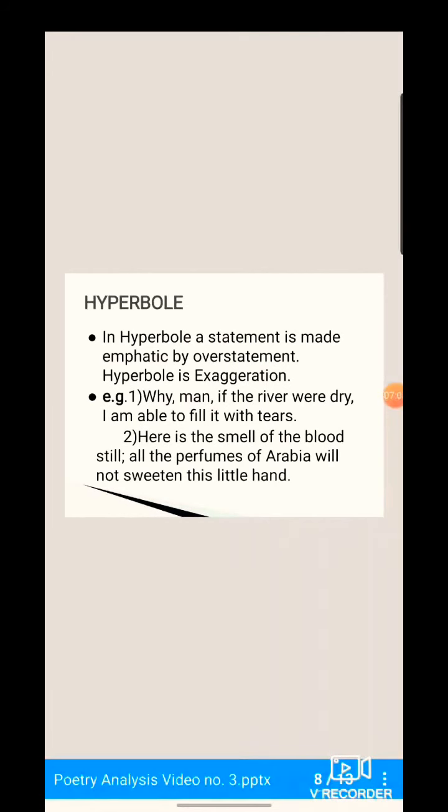Another example comes from Shakespeare's Macbeth. "Here's the smell of blood still. All the perfumes of Arabia will not sweeten this little hand."